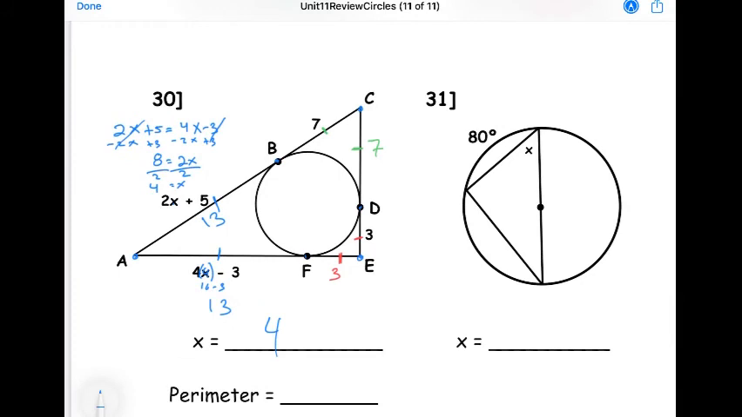And so to find the perimeter, all we got to do is add up all of these sides. So we got 13 plus 13 plus 3 plus 3 plus 7 plus 7. That's 10, 20. So the perimeter is, we're going to get 46 units.